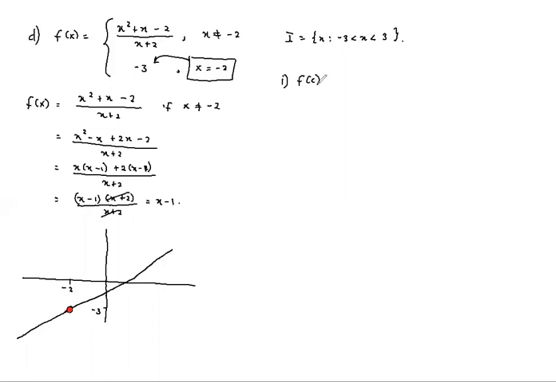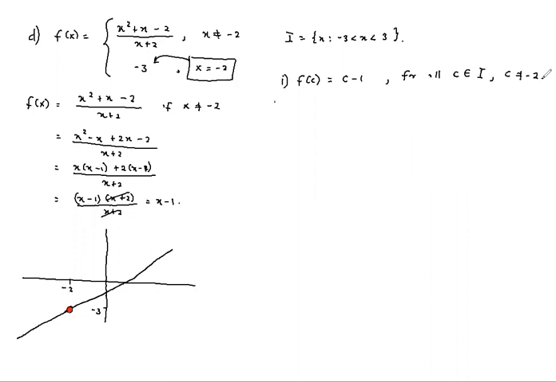f of c is equal to c minus 1 for all c in I. Okay, except, should we accept? No, because even if we accept the negative 2, you find out that it's giving the same outcome. So you say for all c in there, provided that your c is not equal to negative 2.